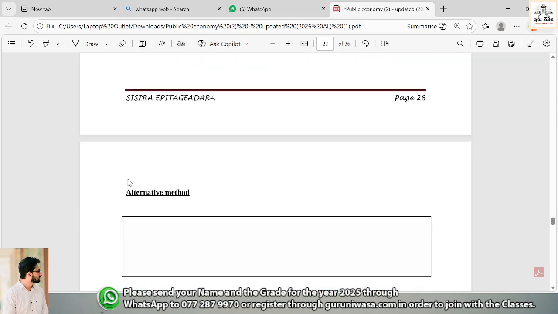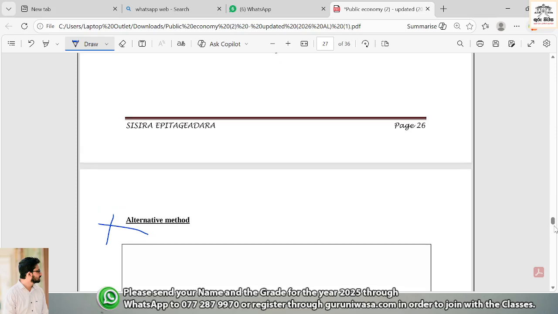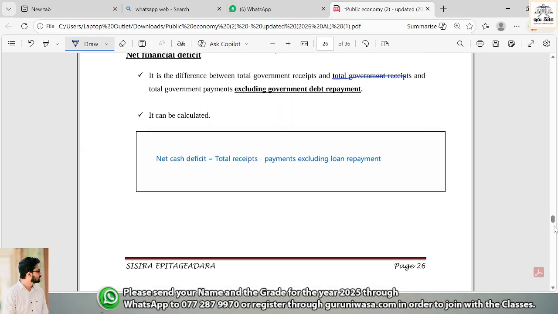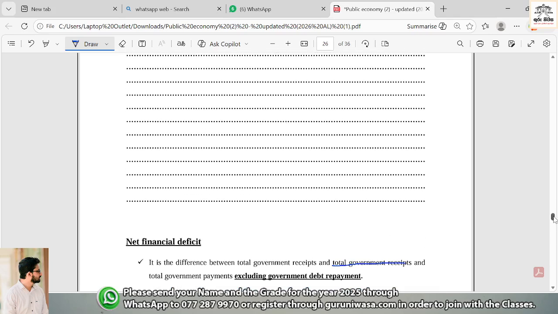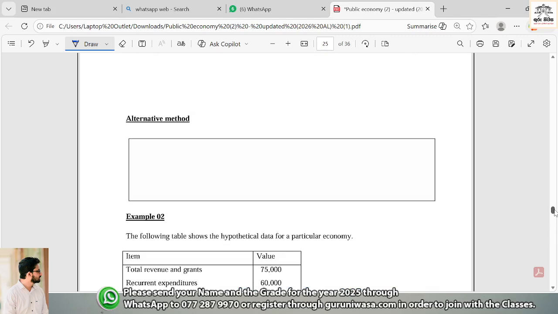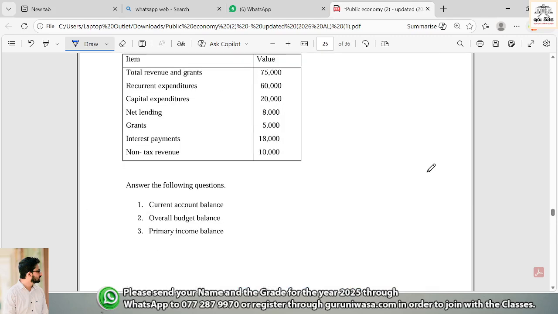Remove this alternative method one. Alternative method, no need that. Actually, I haven't seen any single question from this net cash deficit in past paper history, but it is in your syllabus. You can't skip that point as it is in the syllabus. But primary account balance is a serious concept. You can do this example number 2.